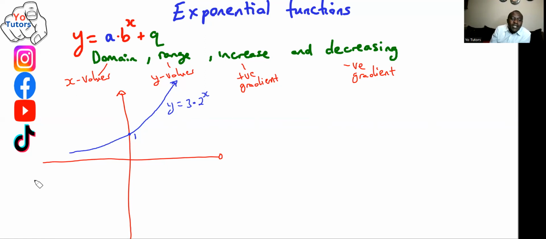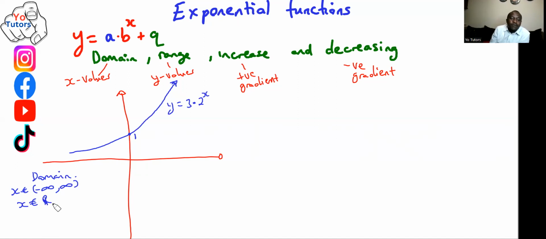Now, when I look at the domain here, it's not restricted. So the domain is from negative infinity to positive infinity: x is an element of negative infinity to positive infinity, or you can just say x is an element of the real numbers. Okay, that's all.